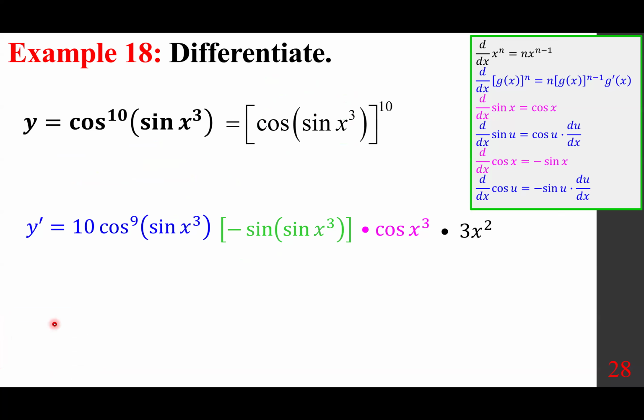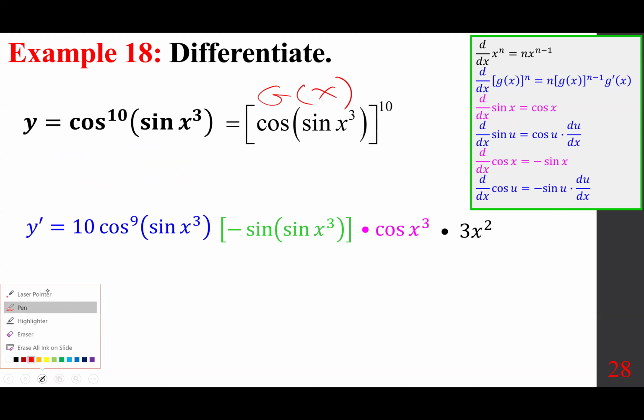Let's recap. And we are going to rewrite this in a moment. What we are dealing with is something to the power of 10. G of x, I'm going to call this capital G of x. Capital G of x, the entire thing to the power of 10. So we need the extended power n, which is 10. G of x to the power of n minus 1.